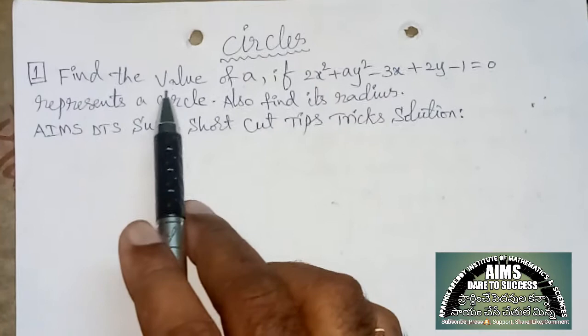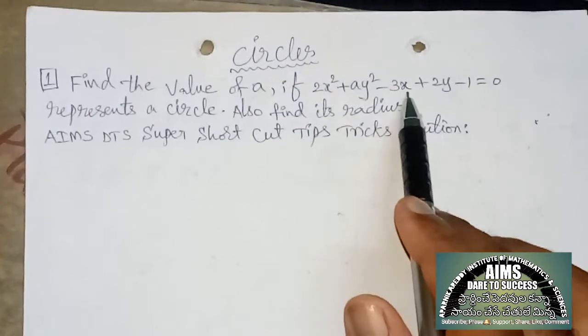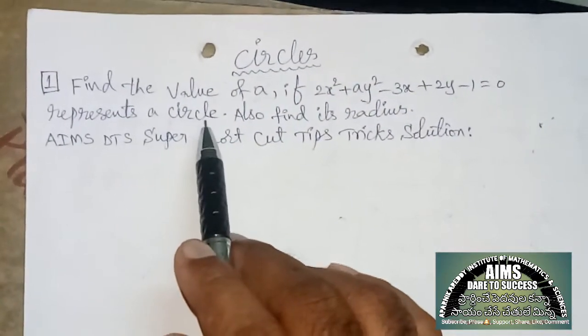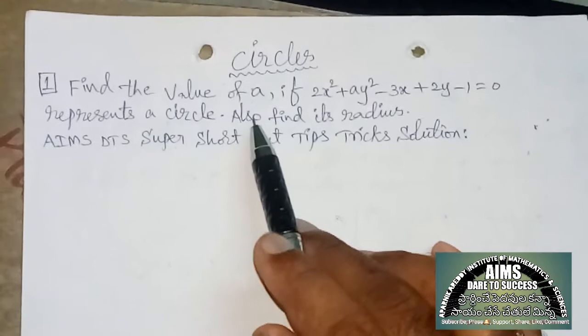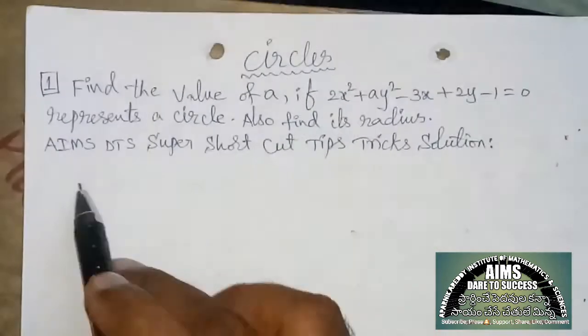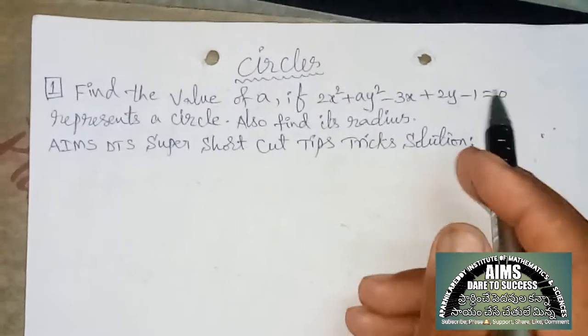The question is: find the value of a if 2x square plus ay square minus 3x plus 2y minus 1 is equal to 0 represents a circle. You can also find its radius for the given circle. So, aim to success, super shortcut tips, tricks, solution.